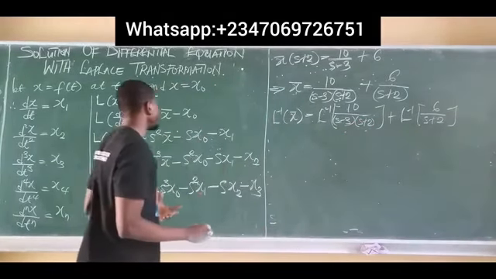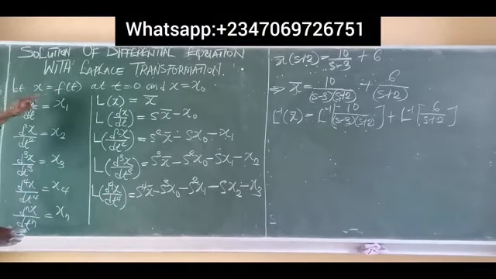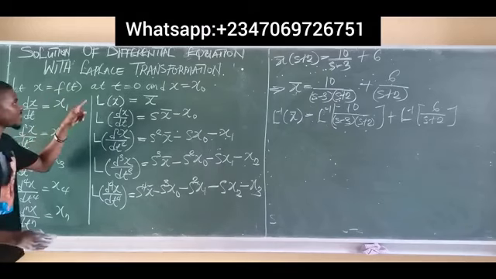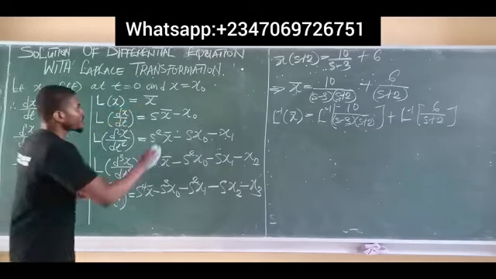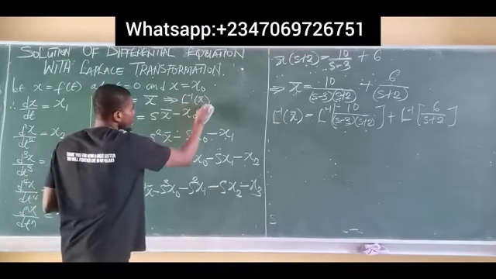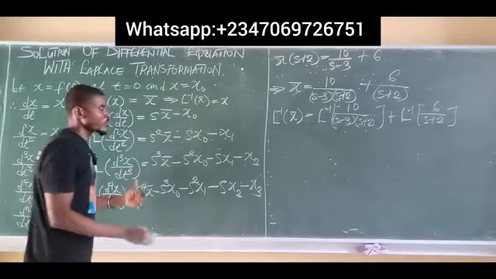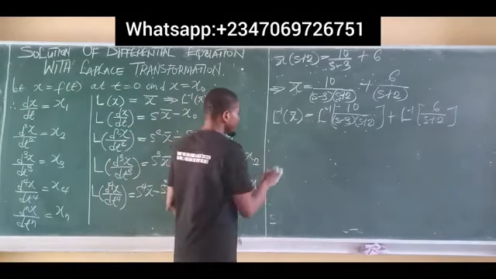Alright, so if you watched earlier, I said let X be equal to F of t. Then the Laplace transformation of X will give us X bar. This simply means that the inverse transform of X bar will simply give us X, that's obtaining back the given function. So the Laplace inverse of X bar will simply give us X.